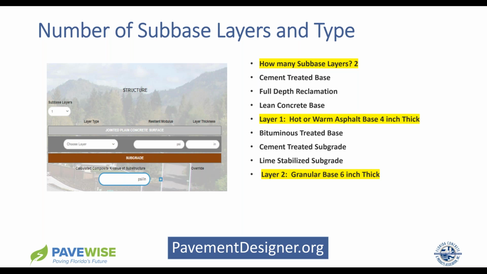But if you look at the DOT and how they designed it, their first layer is 4 inches thick of a hot asphalt base material, 4 inches thick. And then they also have a stabilized subgrade under that of 12 inches. But I put 6 inches here because a lot of people underneath their concrete pavements will put a granular base under there. They do a lot in the northern states.